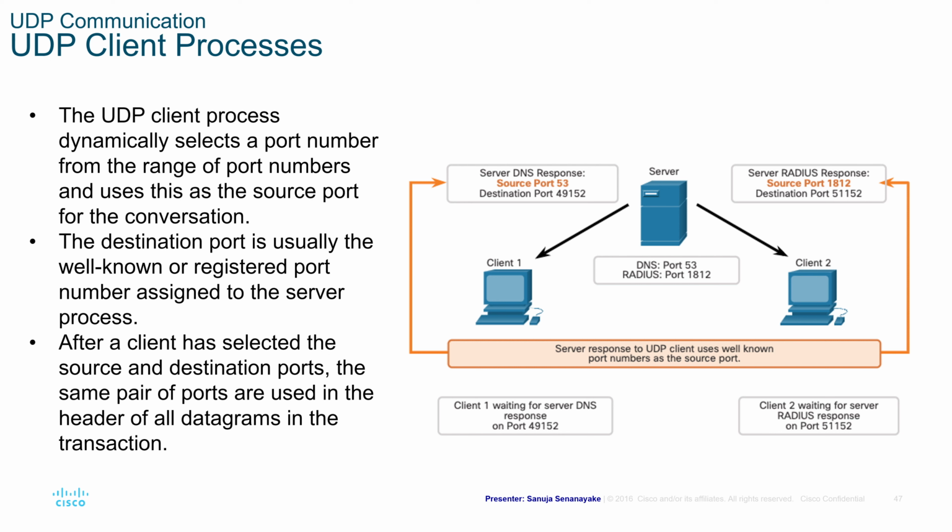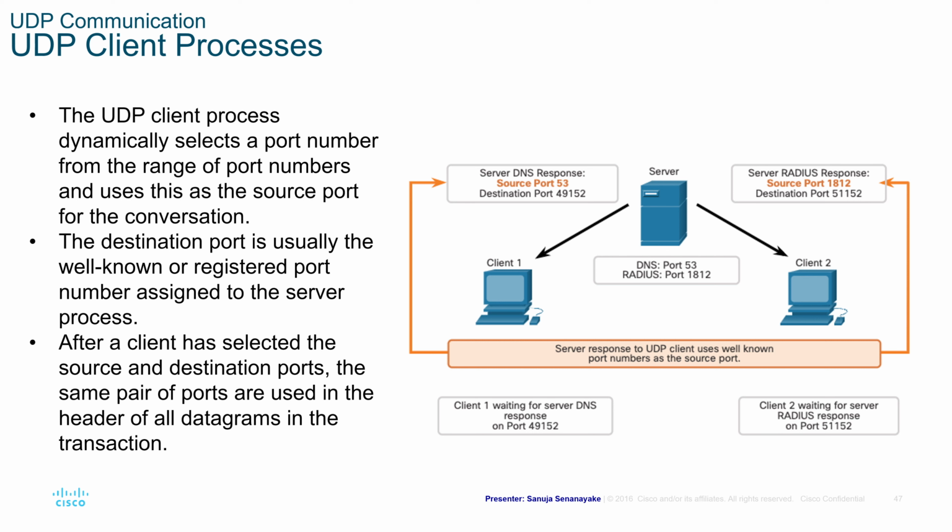The UDP client process dynamically selects a port number from the range of port numbers and uses this as the source port for the conversation. The destination port is usually the well-known or registered port number assigned to the server process, as I mentioned before. After a client has selected the source and destination ports, the same pair of ports are used in the header of all datagrams in the transaction.